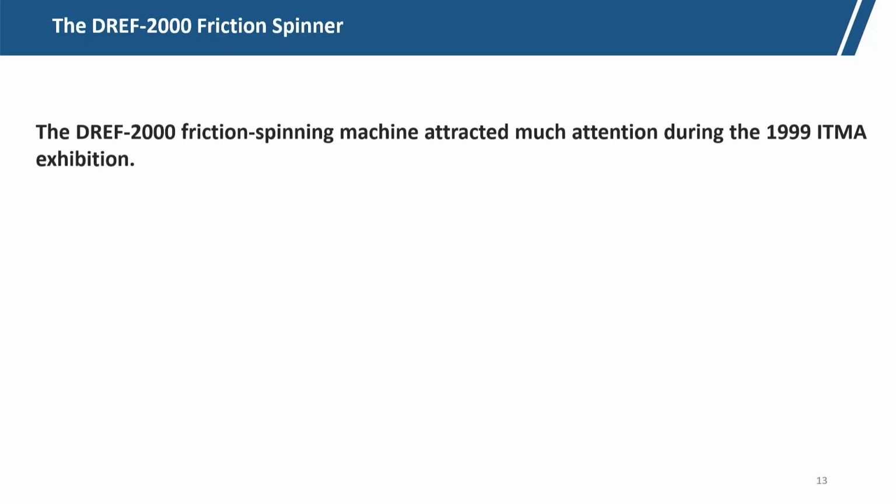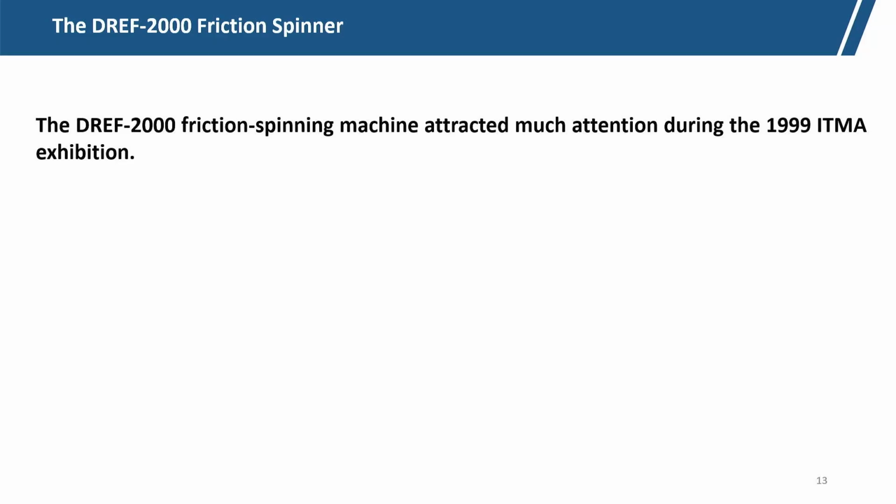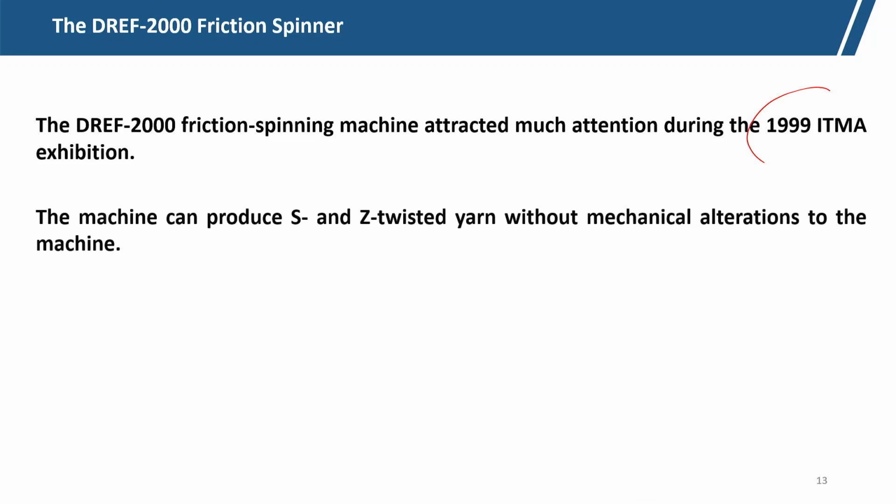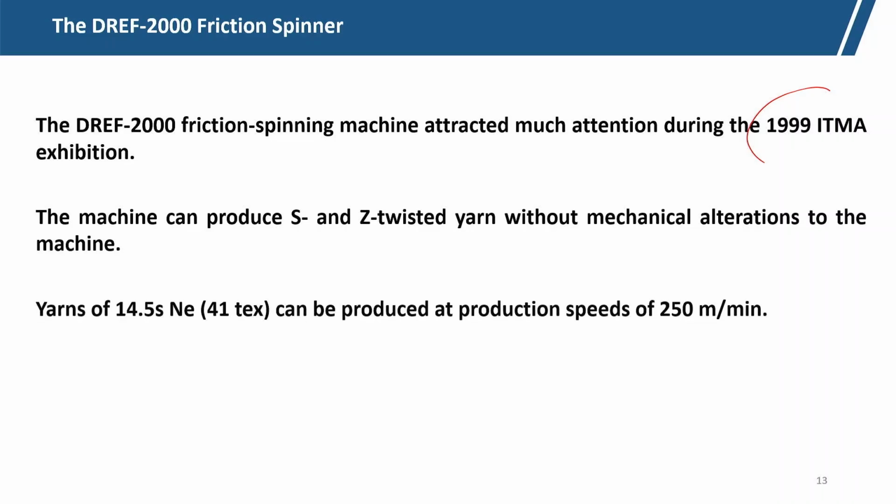And after that, Dref 2000 friction spinner was developed, and it came in the 1999 ITMA exhibition. The machine can produce both S twist and Z twist yarn without any alteration. And here we can produce coarser yarn, up to say 14 Ne or 41 tex.